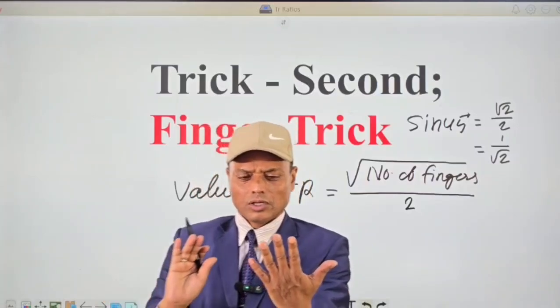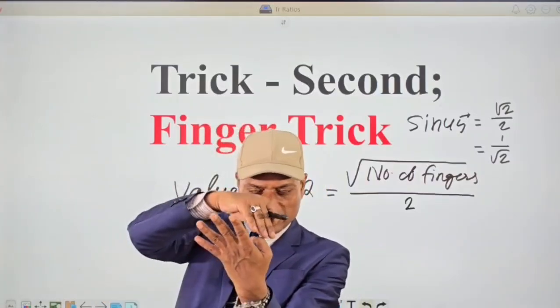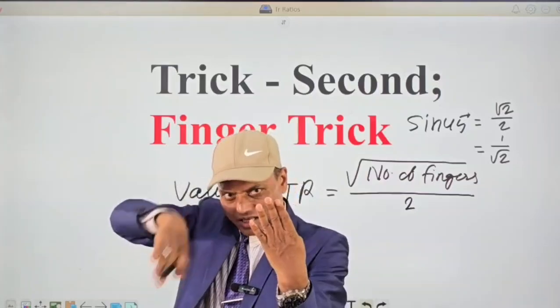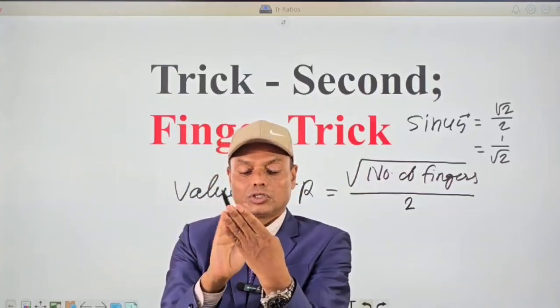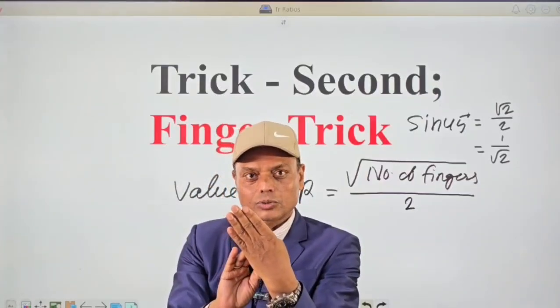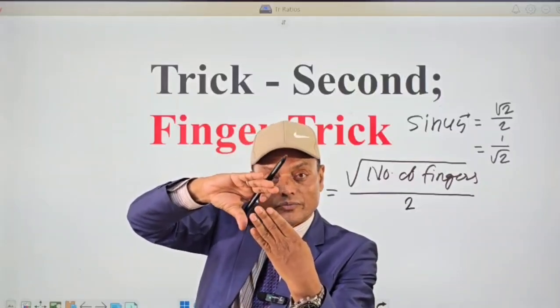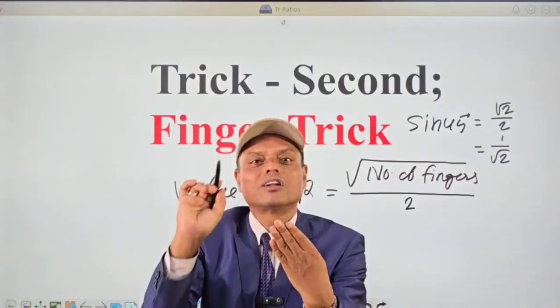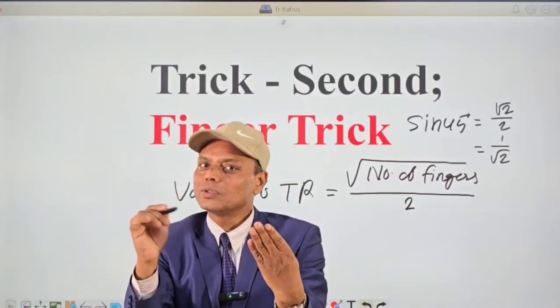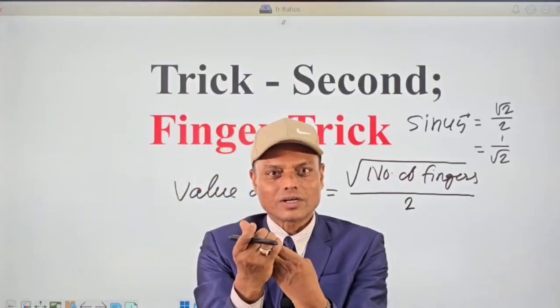Okay, 90 degree. This finger represents 90 degree, right? So at sine side, you have 4 fingers. So sine 90 degree equals under root number of fingers, that is under root 4, okay? So under root 4 by 2 means 2 by 2, that's 1. So sine 90 degree is 1.